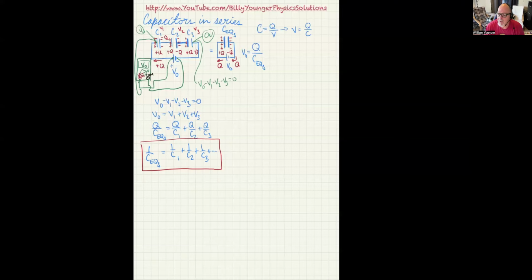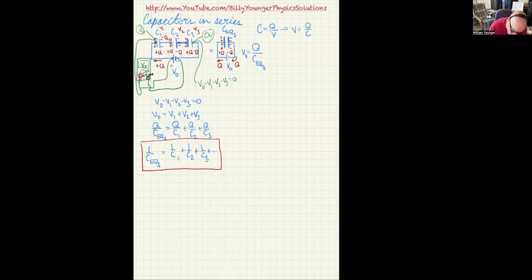So, for instance, if you only had a 100 microfarad capacitor and you needed a 50 microfarad capacitor, you could put 2 100 microfarad capacitors in series. 1 over 100 plus 1 over 100 equals 2 over 100, and that would make 1 over C equivalent become 2 over 100, and therefore C equivalent would be 100 over 2, or 50. Okay, now let's do capacitors in parallel.